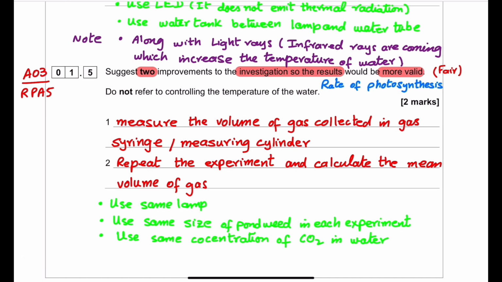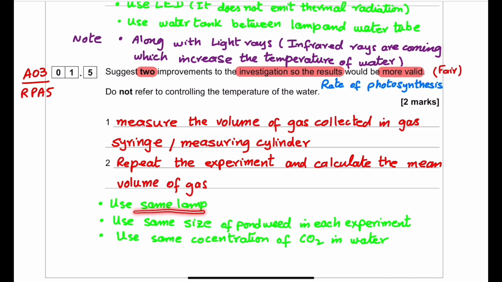Measure the volume of the gas collected in a gas syringe, which can give you a more accurate reading, or use a measuring cylinder to collect the gas. Repeat the experiment and calculate the mean volume of the gas.